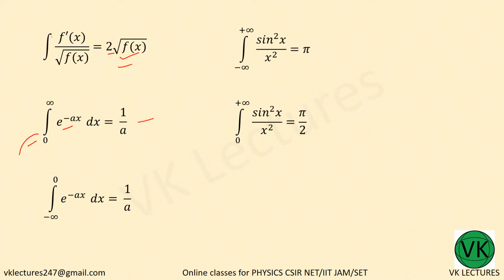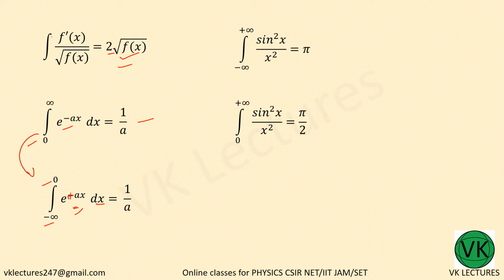Now just the reverse of this, minus infinity to 0 e to the power minus ax dx, is 1 by a. Now I think this is plus. Wait, let me check. I'll check and tell you. Okay. It must be plus only.